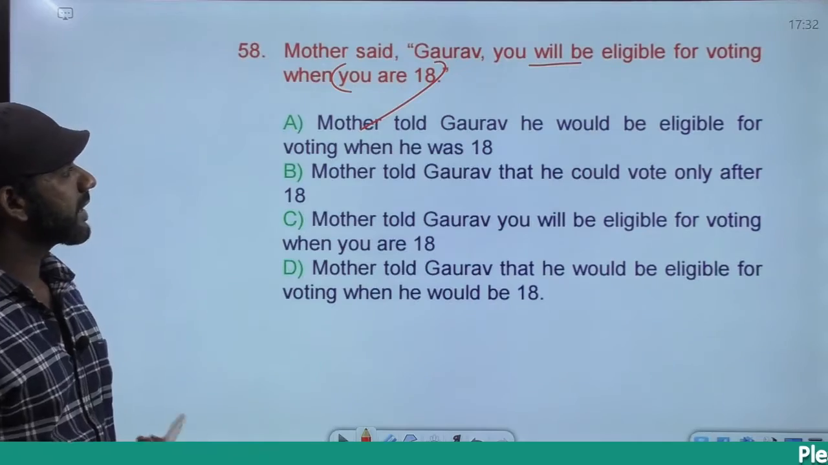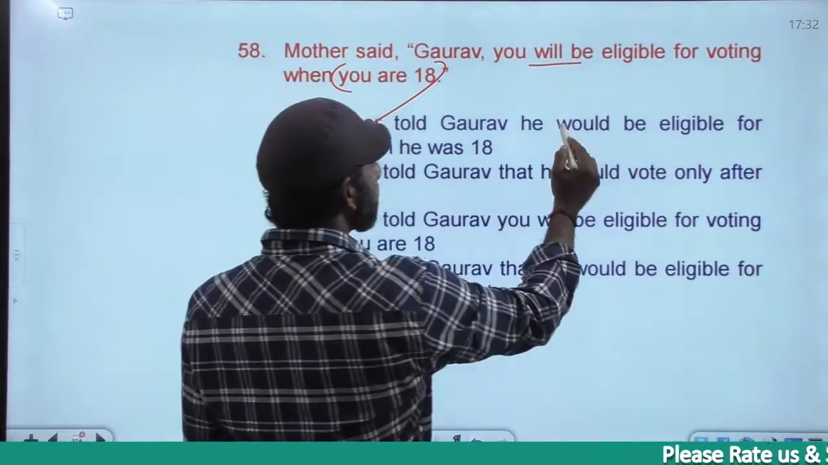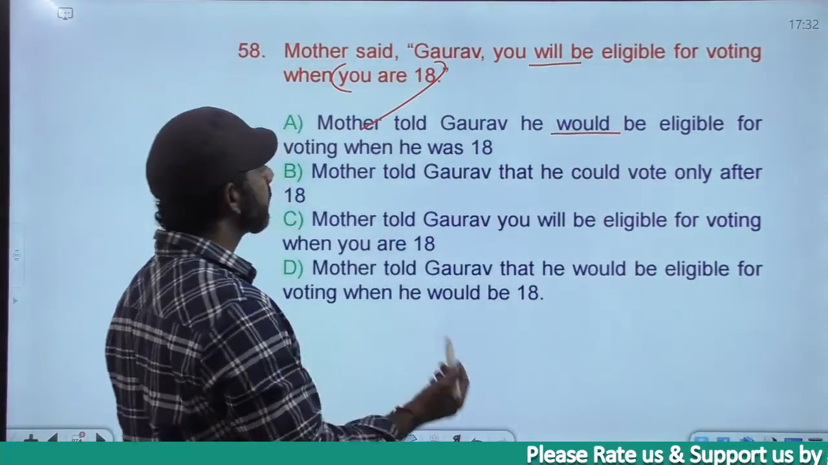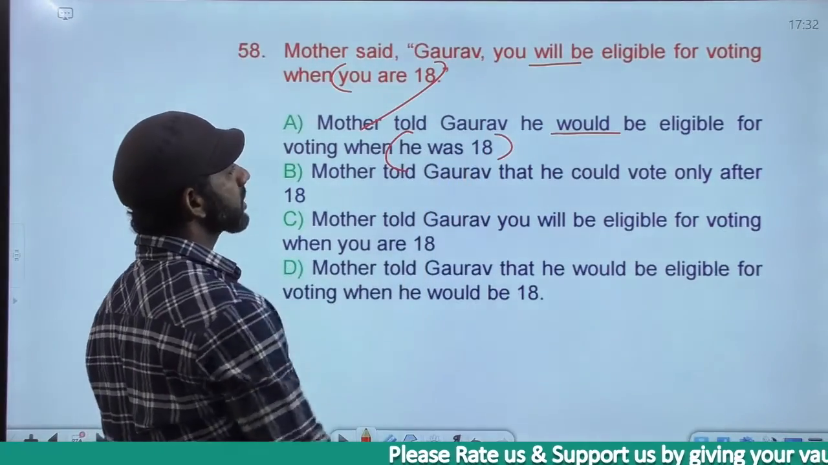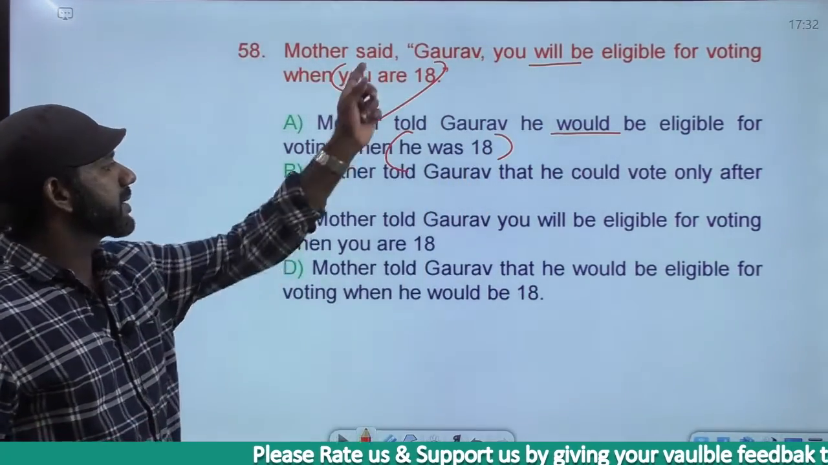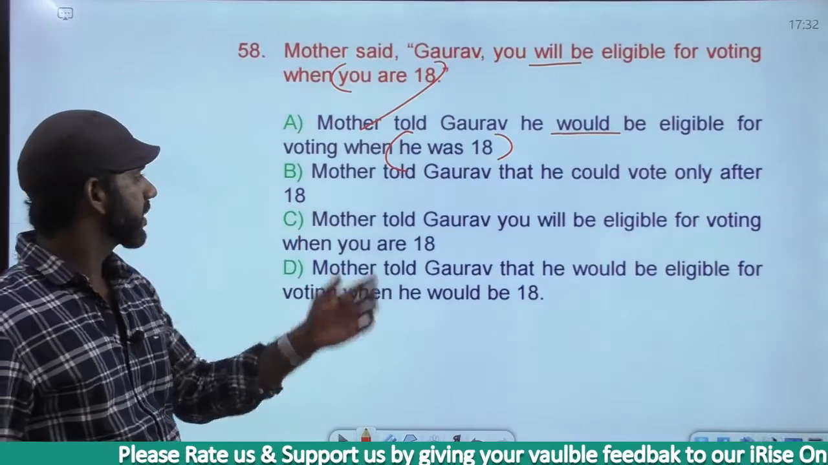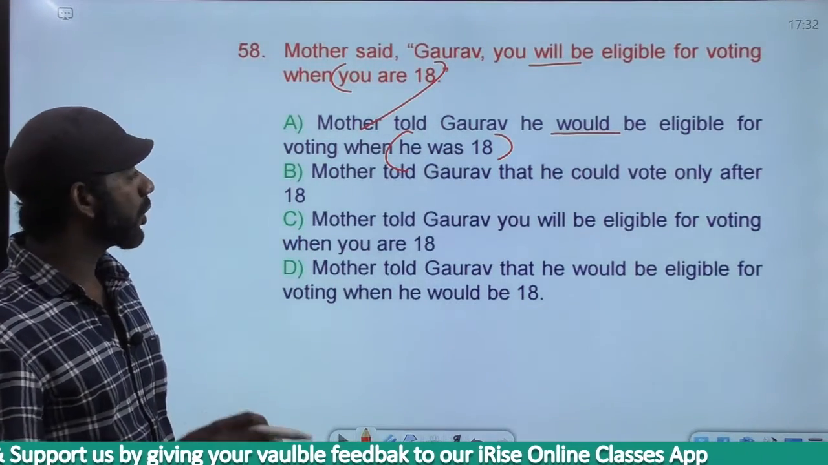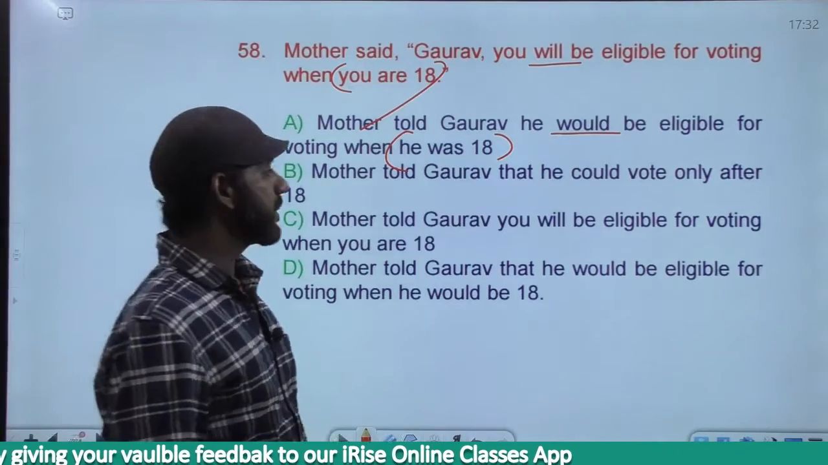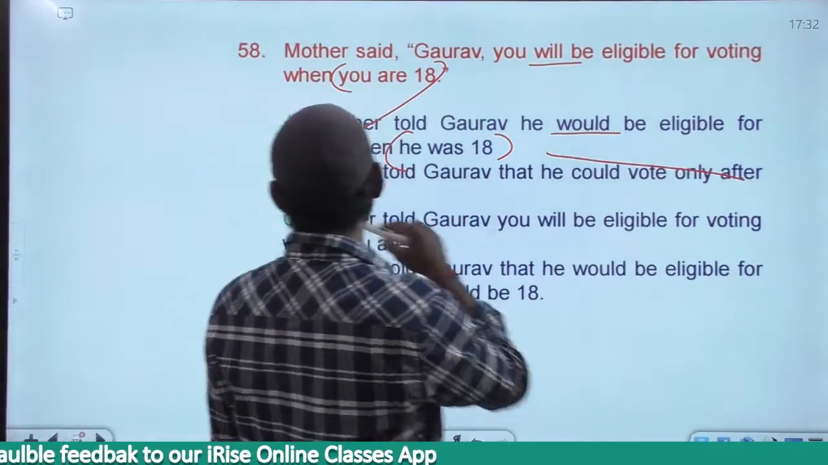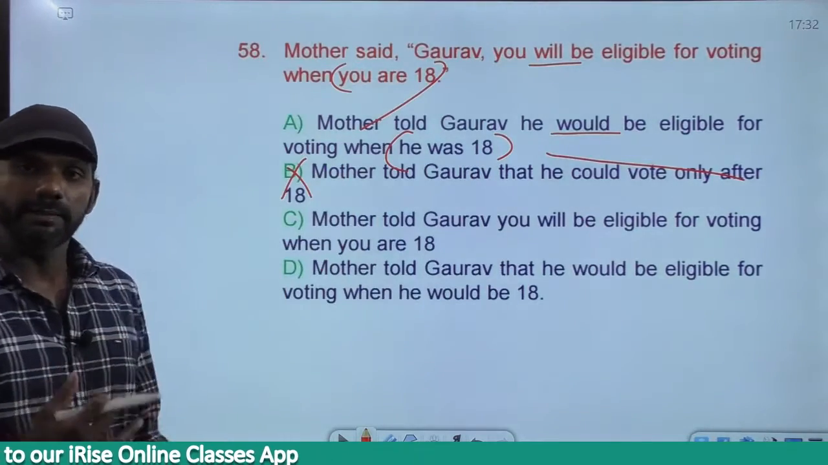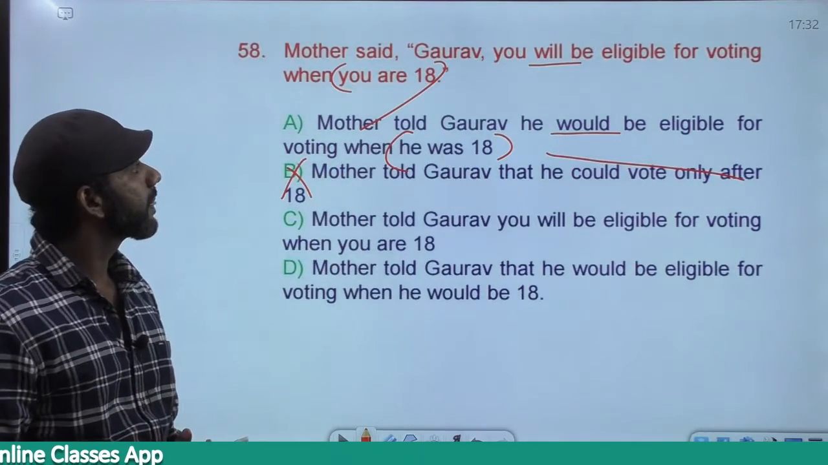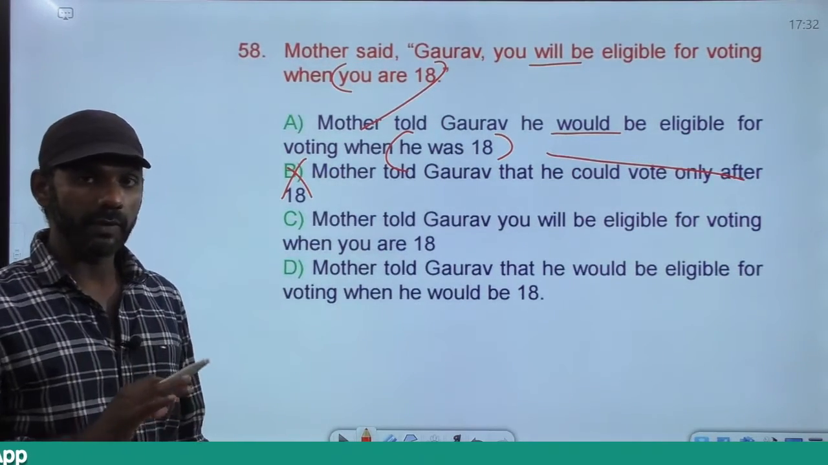Mother told Gaurav he would be eligible, will became would, for voting when he was 18. He was 18 is simple past. Simple present became simple past. Leave it. Come to option B. Mother told Gaurav that he could vote only after 18. The meaning is completely different. Option B is gone. The meaning, the tense and the category must remain the same no matter what.